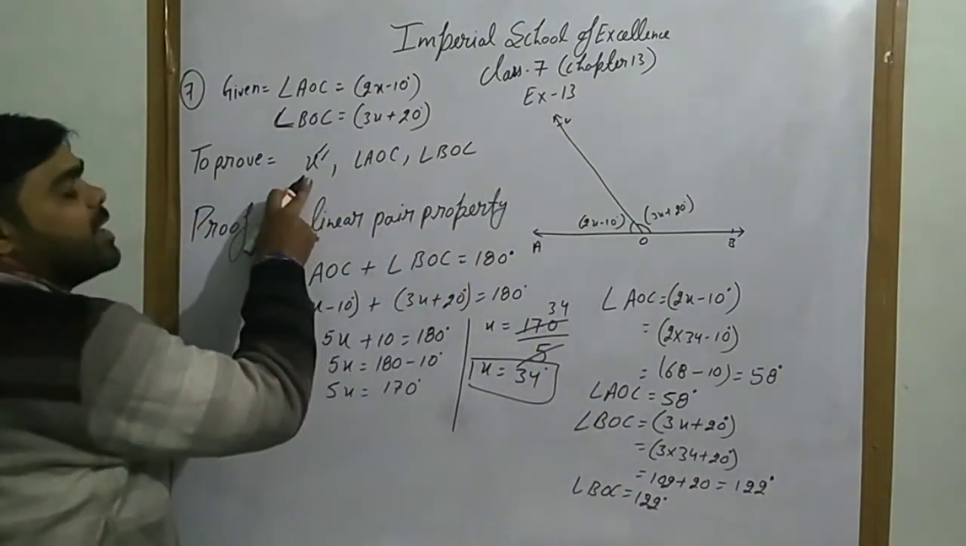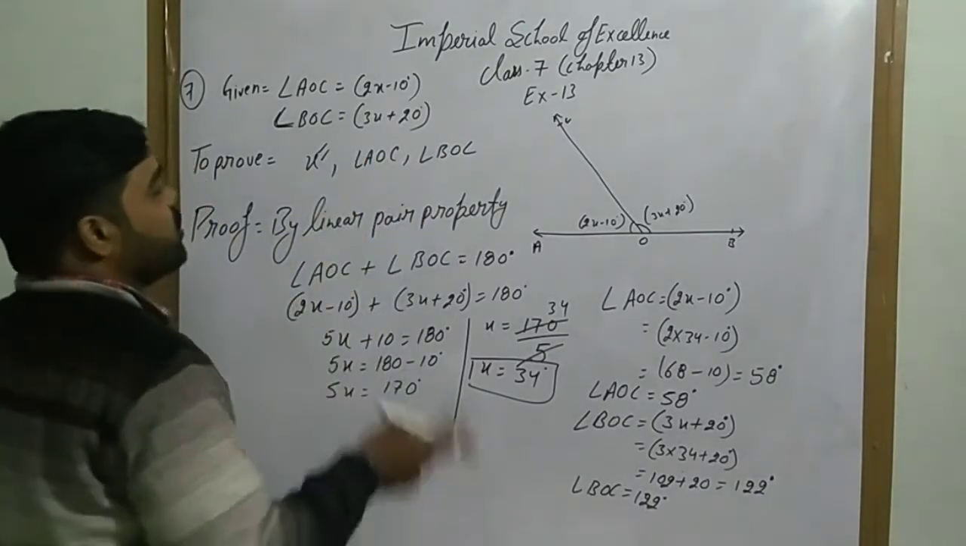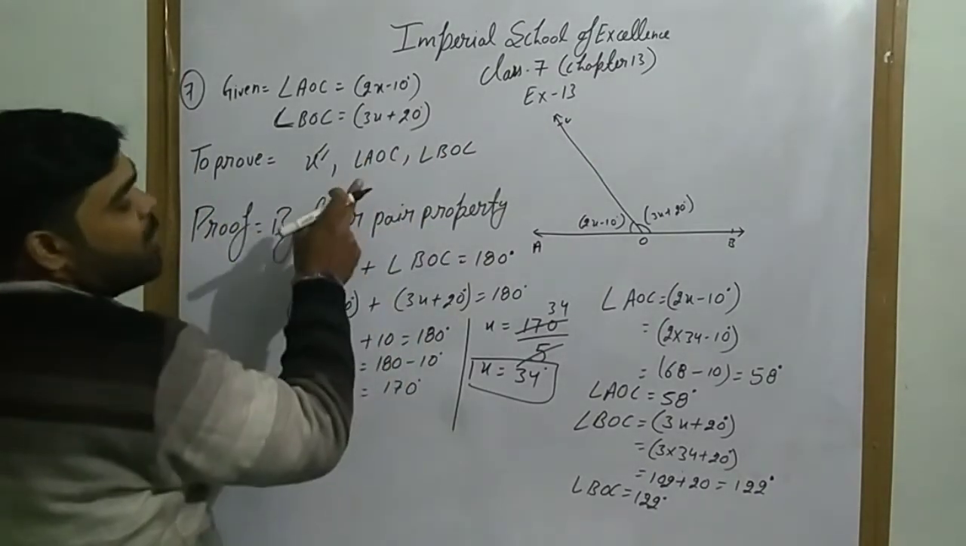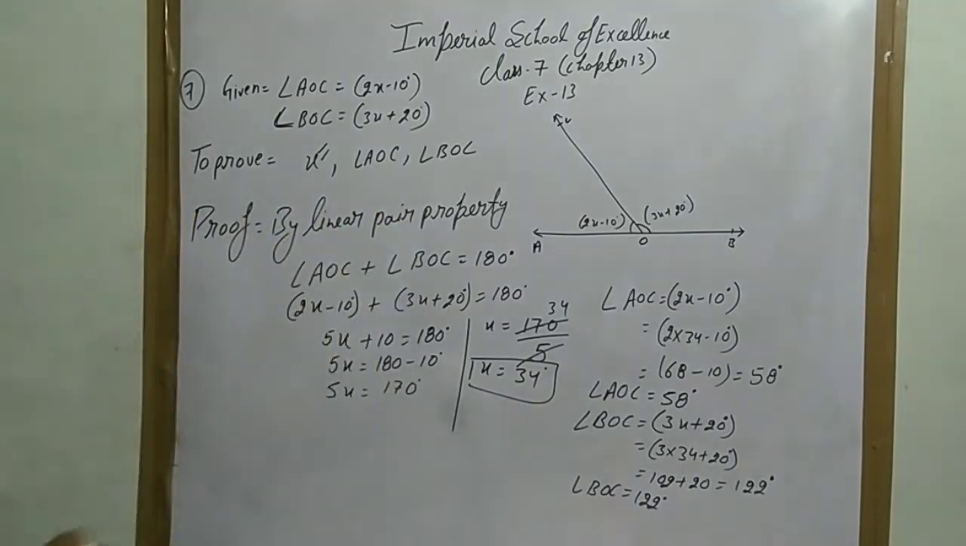x we have found 34, angle AOC 58, angle BOC will be 122 degree. This is the way you can do the other questions. Now let us see question number 8.